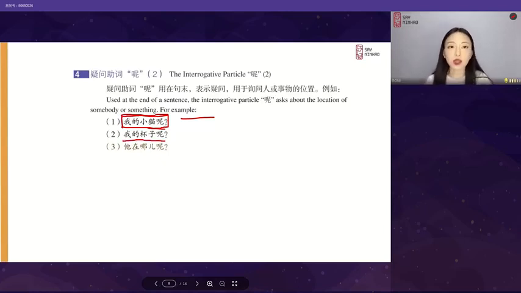Next one. 我的杯子呢? Again, there is nothing indicating the location. We can just see 我的杯子, my cup, and I put a 呢 after it. Then this sentence becomes a question about the location of 我的杯子, the location of my cup. Okay, 我的杯子呢? Means where is my cup? Okay, let's see the last one.